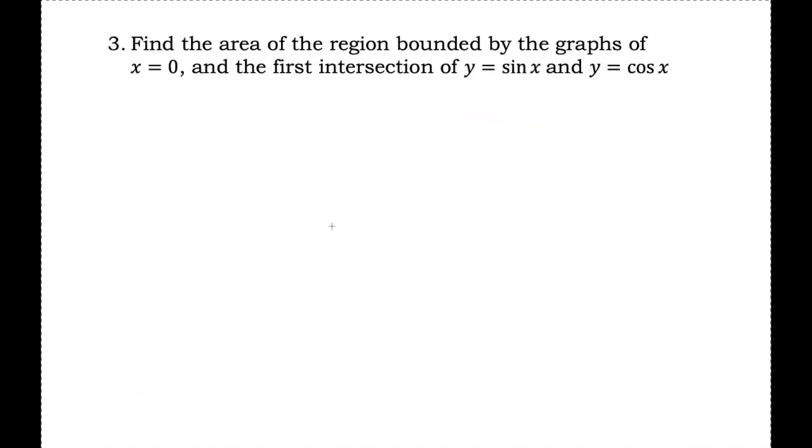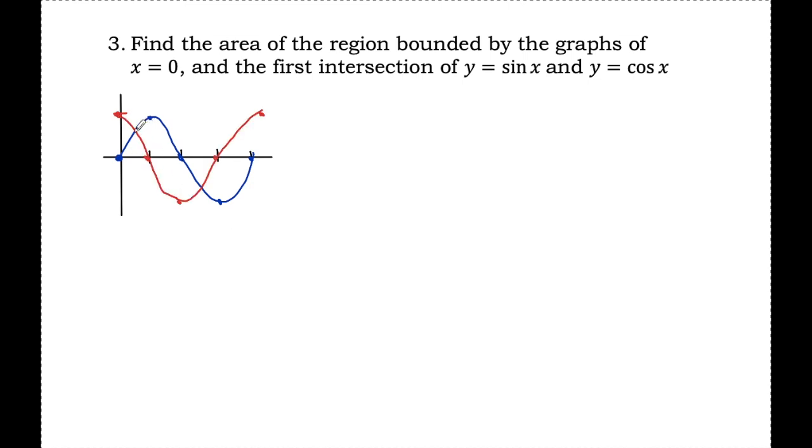All right, number 3, we're looking for the area of the region bounded by x equals 0 and the first intersection of y equals sine x and y equals cos x. Trig, everyone's least favorite thing to do. Okay, so when I sketch this out, I'll give myself some tick marks: pi over 2, pi, 3 pi over 2, 2 pi. I'll do y equals sine x first. So 0, 1, 0, -1, 0. And y equals cos x: 1, 0.